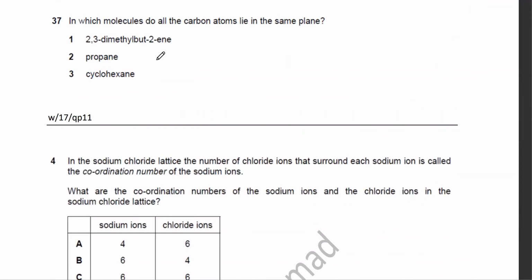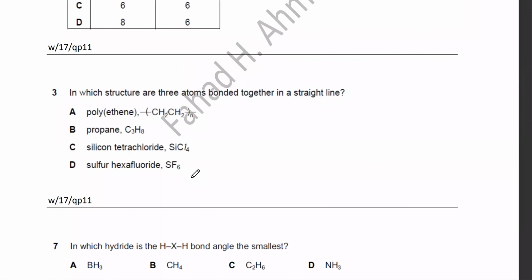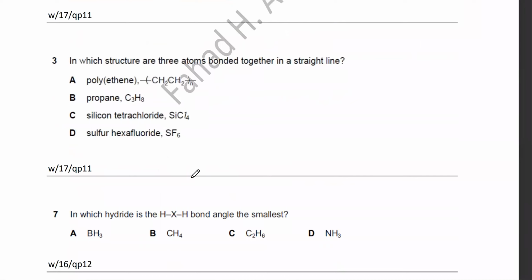So this one is a slightly difficult question. We'll keep that at the end. He's saying, which structure has 3 atoms bonded together in a straight line? So the first one is a polymer, polyethene. You can just Google polyethene for now if you don't know what that is.